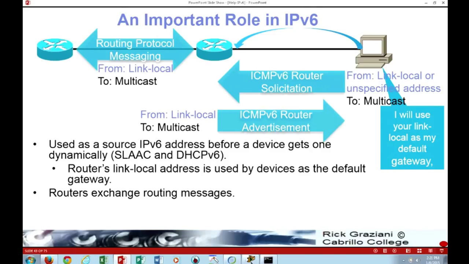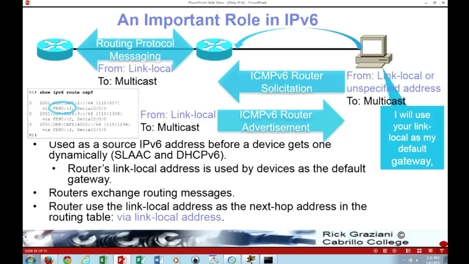Also, routing protocols. If you're familiar with them, start with RIPng, EIGRP for IPv6, OSPFv3 for IPv6, BGP. The way routers communicate is using the link-local address. If you look at an IPv6 routing table on a router, the next hop router is its link-local address, because the next hop router is going to be on your link. The next hop router is not going to be two routers away. So link-local, let's make sure that we're just talking link to link.